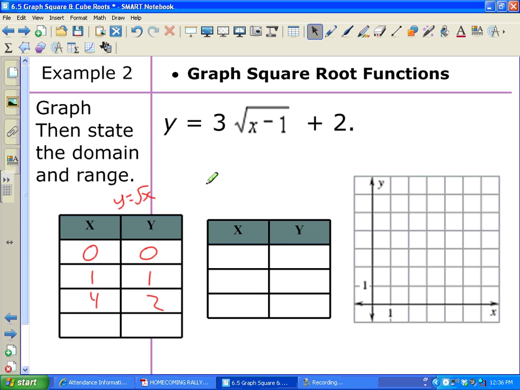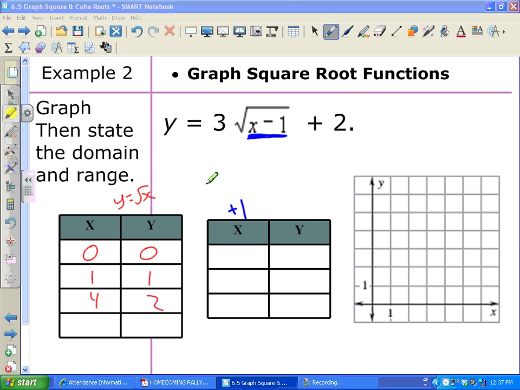The same rules apply. Opposite x, in this case it's going to be plus 1. Same y. In this case, we've got two changes for y. One of them is this 3. One of them is the number 2. There's two changes for y. And I'm going to ask you, what are those changes? Hopefully, one of those changes you're saying is multiplied by 3, because this is 3 times the square root of x. And the other change is plus 2.